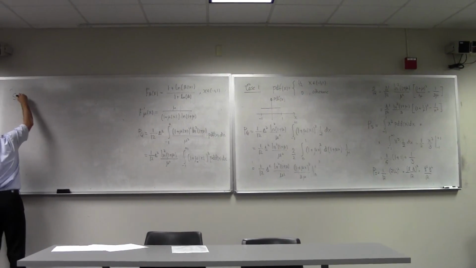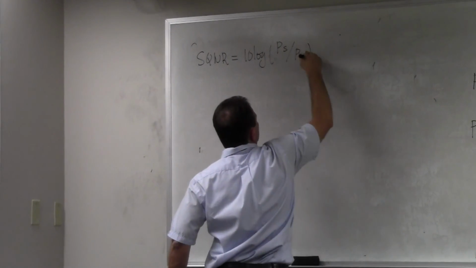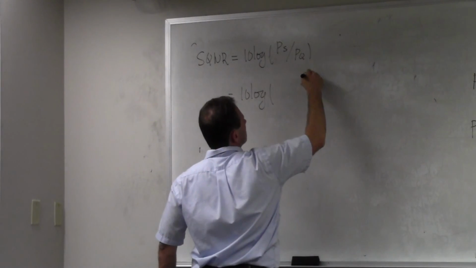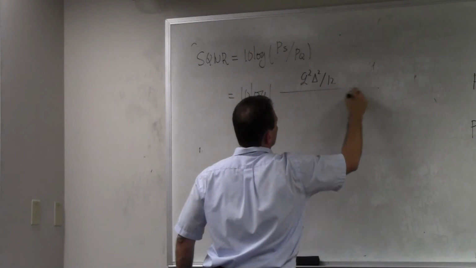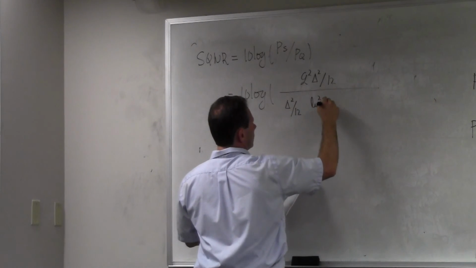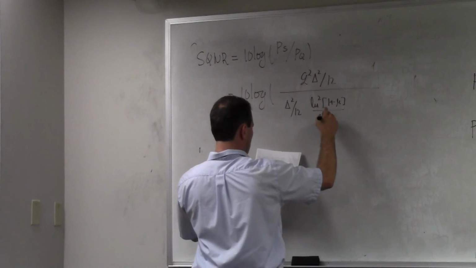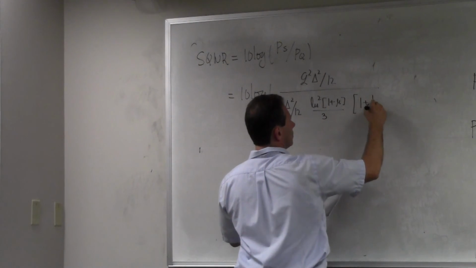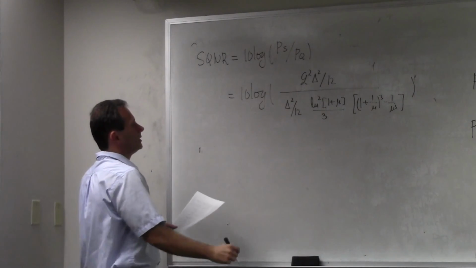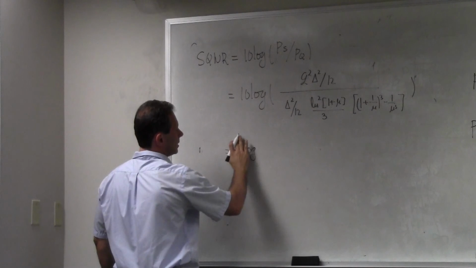So SQNR in this case ends up being 10 log of power of the signal divided by power of the quantization noise. Power of the signal is q squared delta squared over 12. Power of the noise is going to be delta squared over 12 times ln squared of 1 plus mu divided by 3. And then there's this term here, 1 plus 1 over mu cubed minus 1 over mu cubed. And then you see the delta squared over 12 and delta squared over 12 cancel. So we end up with 10 log of q squared, which is 20 log of q.